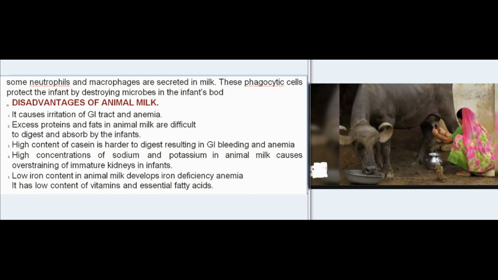Disadvantages of animal milk. It causes irritation of the GI tract and anemia. Excess proteins and fats in animal milk are difficult for infants to digest and absorb. High content of casein is harder to digest, resulting in GI bleeding and anemia. High concentrations of sodium and potassium in animal milk cause overstraining of immature kidneys in infants. Low iron content in animal milk develops iron deficiency anemia. It has low content of vitamins and essential fatty acids.